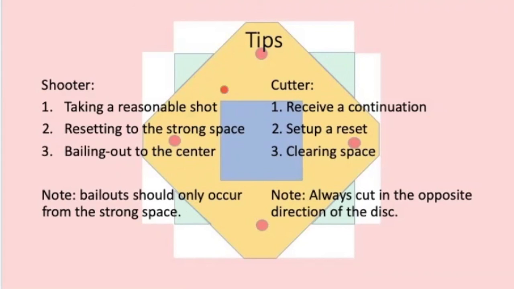And the last thing is clearing space. You don't ever really want to be stationary. You will always want to be keeping track of the disc. So especially if you're the secondary cutter, you want to be looking across the court and seeing what the primary cutter and the thrower are doing, and then managing your space that way. And a note on that, again, as I mentioned, you always want to cut in the opposite direction of the way that the disc is traveling. So if the disc is going clockwise, you want to be cutting counterclockwise. If the disc is traveling counterclockwise, you want to be cutting clockwise.